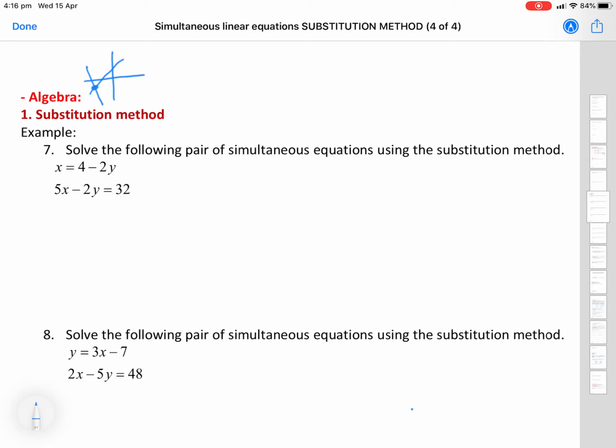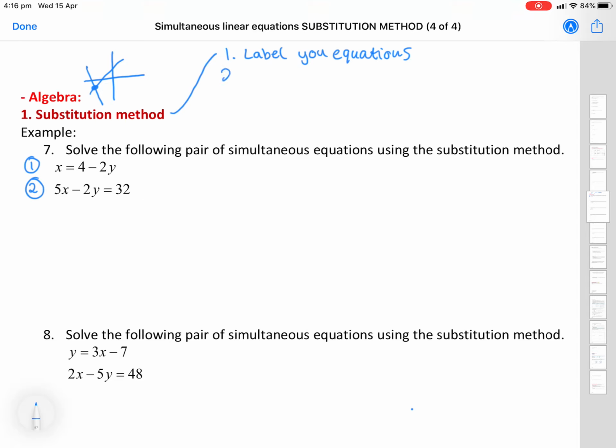So using the substitution method, our first step is label your equations. So for this first one, this is going to be our first equation and that's our second equation. So we've just labelled them.